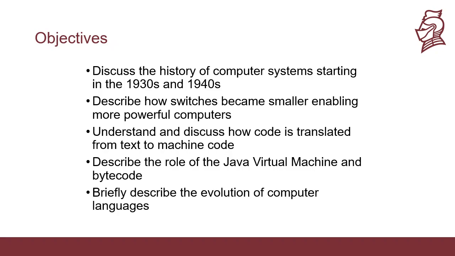So really what we're going to do is talk about the history of computing systems a little bit. We're going to talk about how computers work in terms of switches. We'll understand how code is actually translated from the programming language that you write, the text that you write, to the machine code, the ones and zeros that the computer understands. We'll learn a little bit about how Java does that conversion and talk a little bit about computer languages and some things like that.